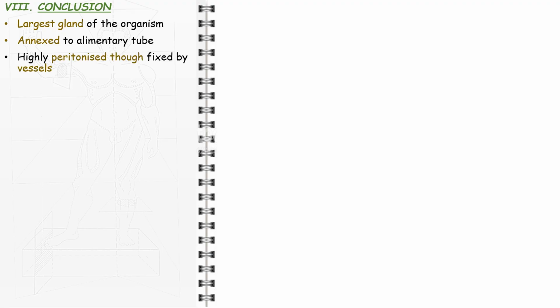The liver is the largest gland of the organism annexed to the alimentary tube. It is highly peritonized though fixed by vessels. The liver secretes bile and hormones with, mainly, digestive and metabolic effects. It is in contact with several retroperitoneal and intraperitoneal relations.